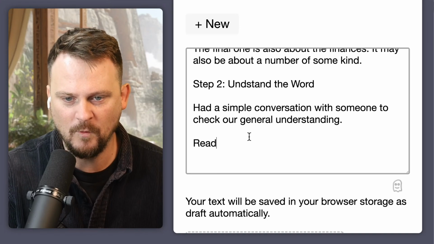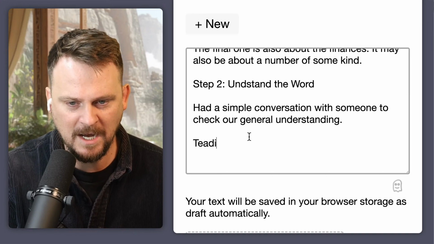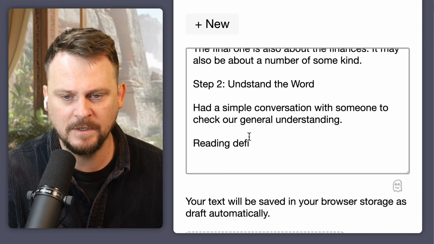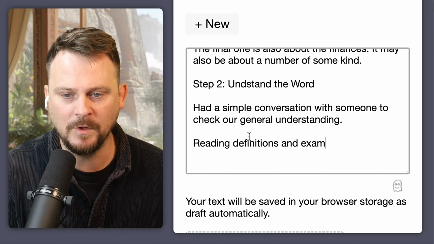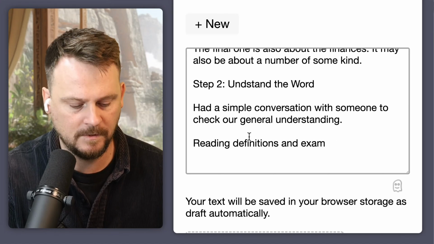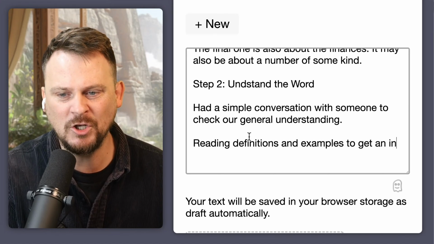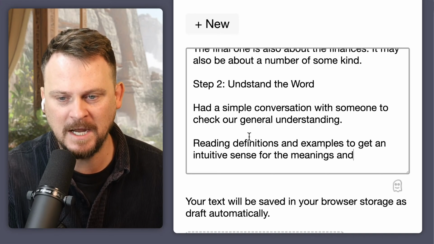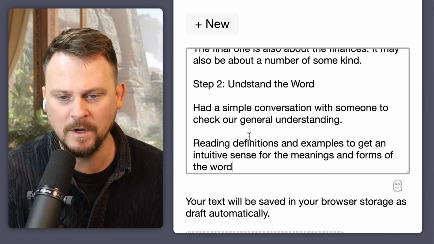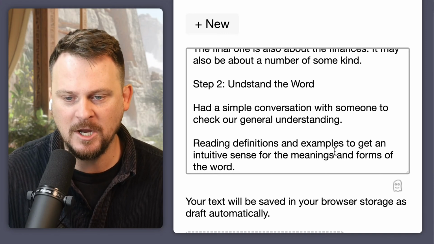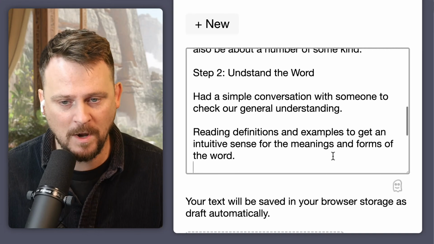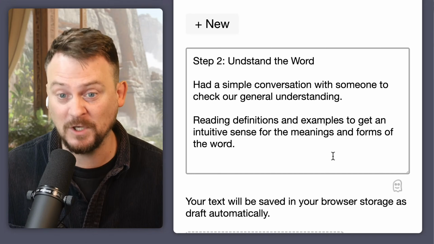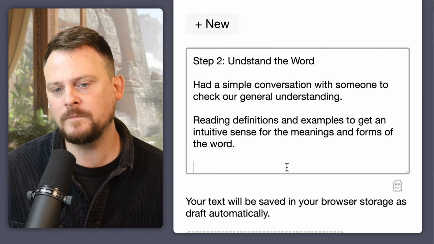We are reading. We're reading definitions and examples to get an intuitive sense for the meanings and forms of the word. The key here is meanings, not one meaning. We have an idea about numbers and shapes now. We're getting an idea for just the nouns so far, right?